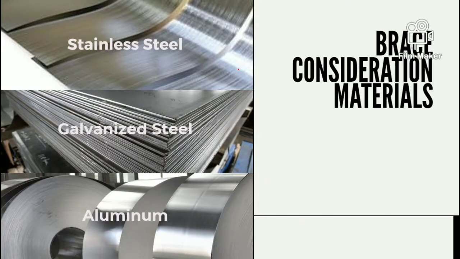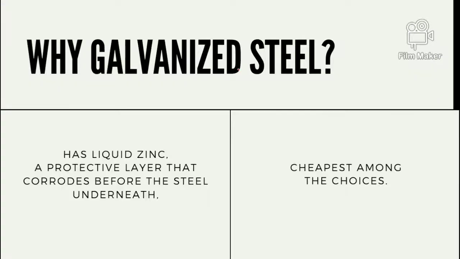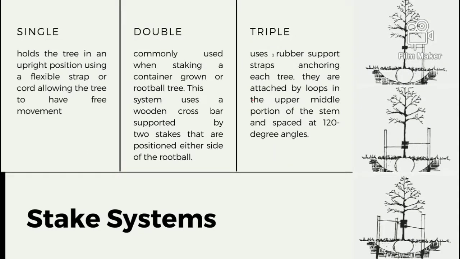Brace consideration materials are stainless steel, galvanized steel, and aluminum. Galvanized steel won because it has liquid zinc, which protects the main sheet from corroding, and it's also the cheapest among the choices. There are three stake systems: single, double, and triple. Single holds the tree in an upright position using a flexible strap or cord, allowing the tree to have free movement. So single uses only one stake.